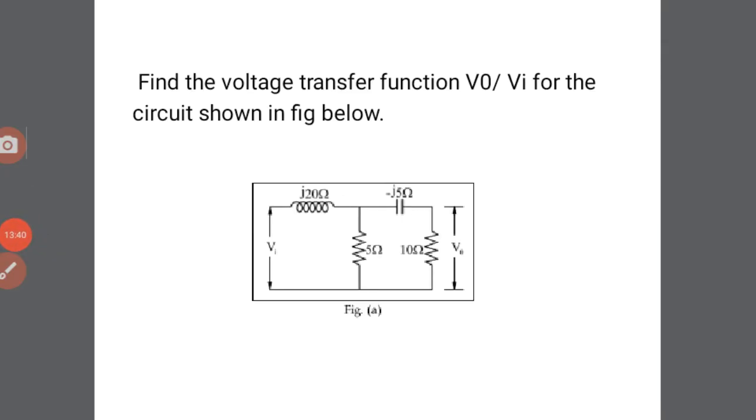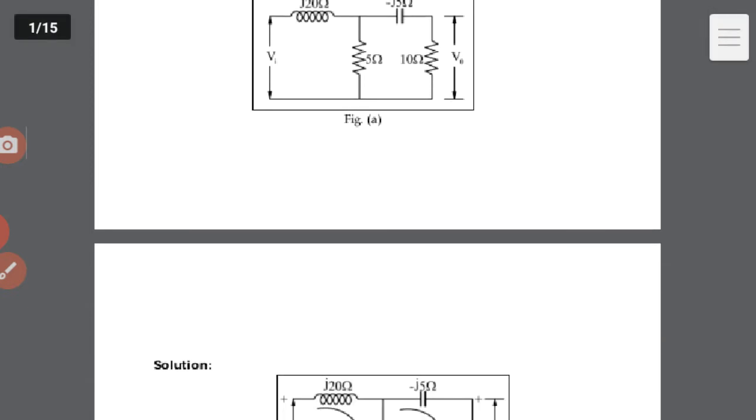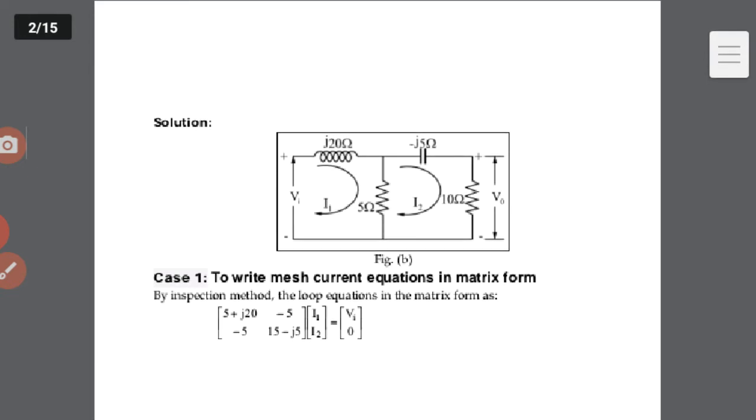Next, another example is to find the voltage transfer function V0 by Vi for the circuit shown in the figure below. The transfer function means output by input. Here we have to find the output voltage V0 by the input voltage Vi for the circuit shown. From these equations we are applying the direct inspection method.